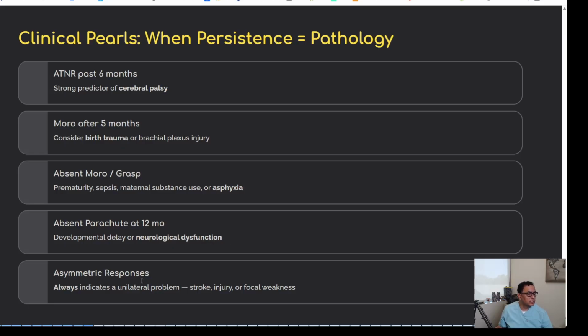Asymmetric response means right and left are different. Then you think about stroke, injury, focal weakness.